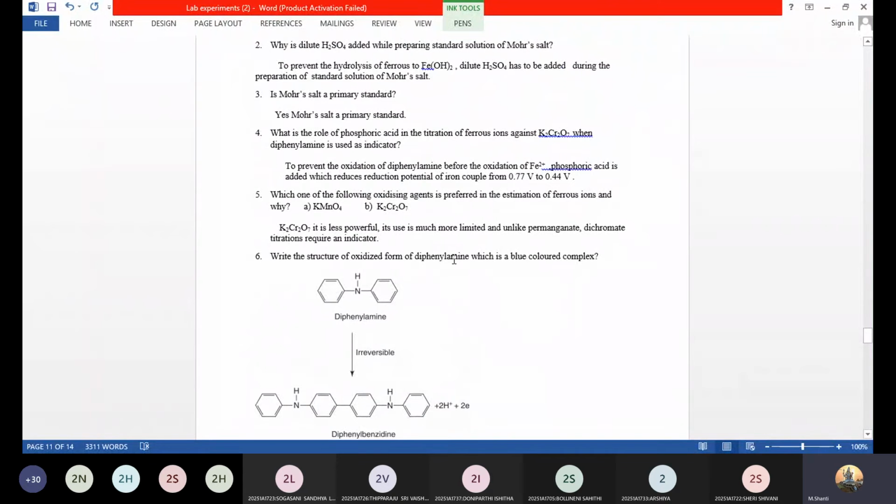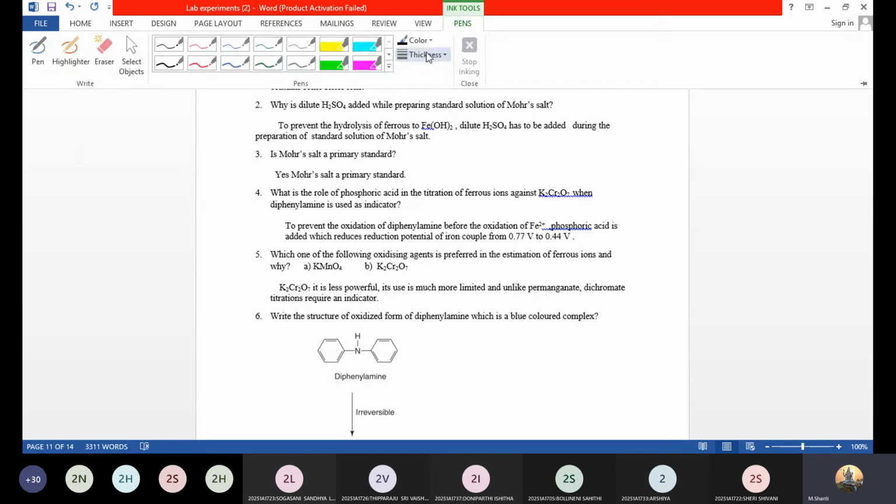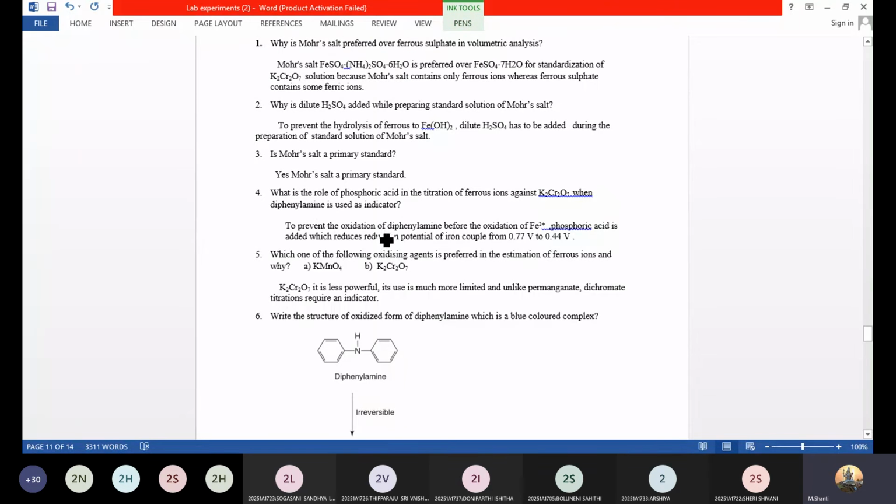What is the role of phosphoric acid? To reduce the reduction potential of iron. So remember this point. Whichever species has lower reduction potential will get oxidized first. The one which has lower reduction potential will get oxidized first.